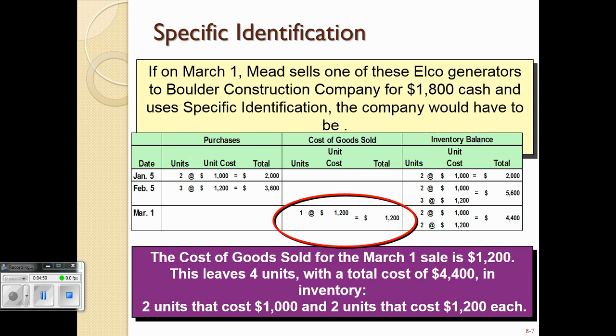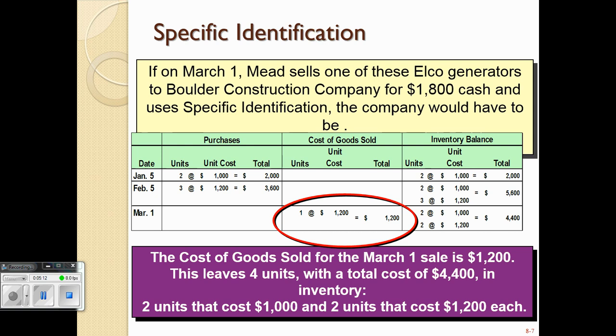And this is when you specifically know which product you sold. Okay, in this case, Mead sells one generator for $1,800 cash and uses specific identification. Specific identification is frequently used in things like jewelry stores, auto dealers, what have you. And the reason they can do this is because they have an ID number.